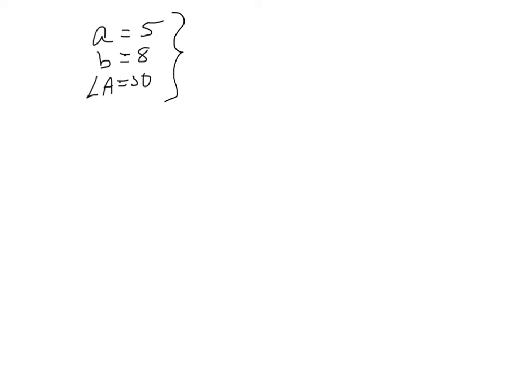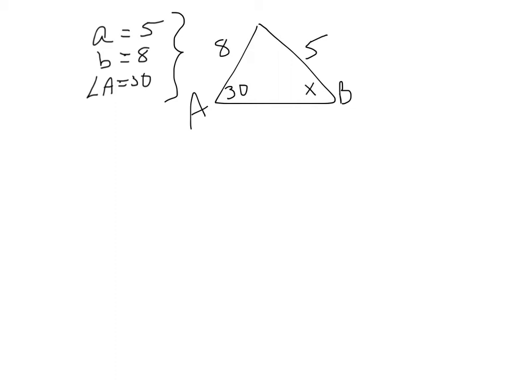This is what's given. And so if I just draw myself a random triangle, I will put angle A in here at 30. Side A is the opposite side, that's 5. I'll put angle B here, and side B is 8. And what I'm looking to see is, does angle B even exist? Is there a measure for angle B at all? And if so, is there one or is there two? That's really what I'm looking for.